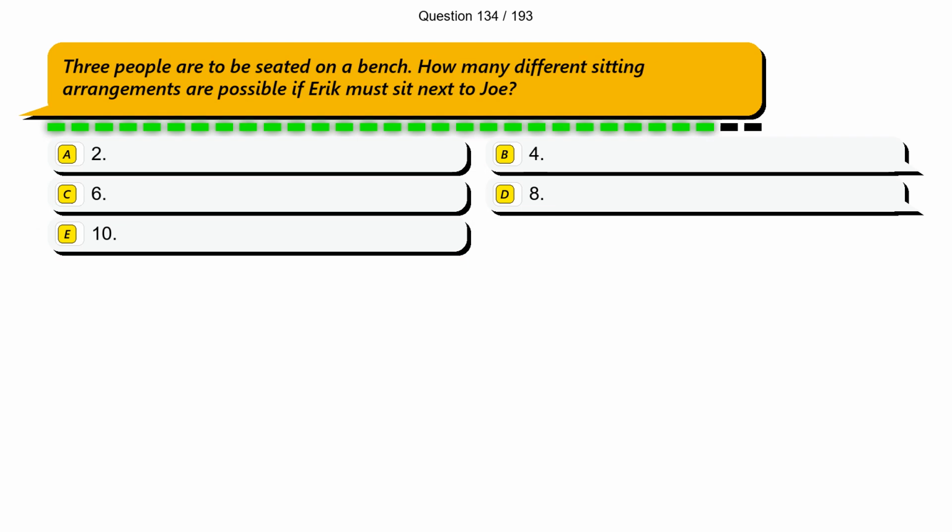Question 134. 3 people are to be seated on a bench. How many different sitting arrangements are possible if Eric must sit next to Joe? Option A, 2. Option B, 4. Option C, 6. Option D, 8. Option E, 10.